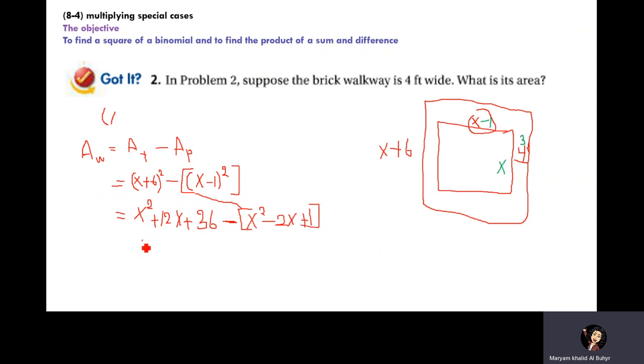So after you distribute, you will get x to the power 2 plus 12x plus 36 minus x squared plus 2x minus 1. These two terms will cancel because they are opposite. 12x and 2x will be 14x.